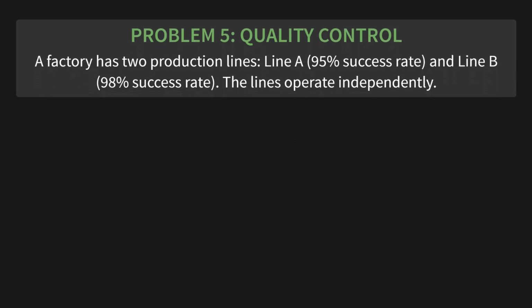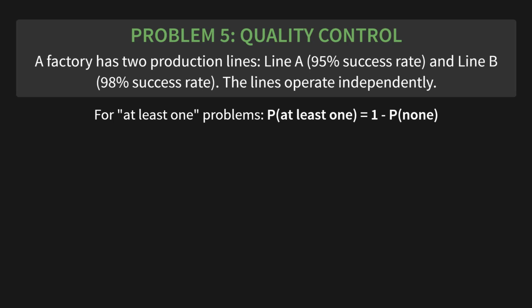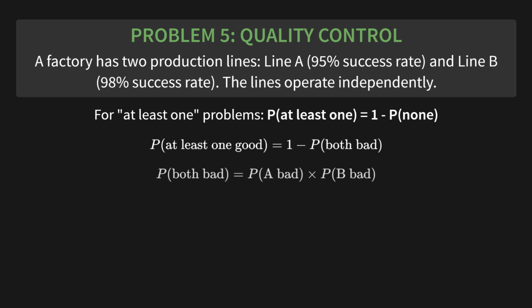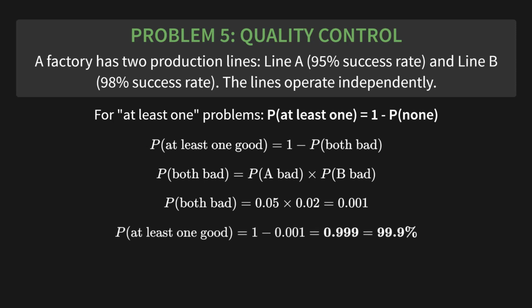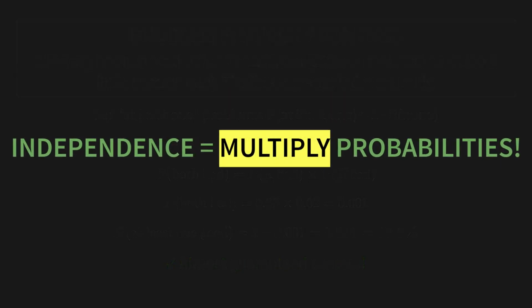Here's the smart way. Use the complement. For at least one problems, it's often easier to calculate the probability of none occurring then subtract from one. For at least one good item, let's flip this around. The chance both lines fail is incredibly tiny, just 0.1%. So the probability at least one line succeeds, 99.9%. Almost guaranteed success.